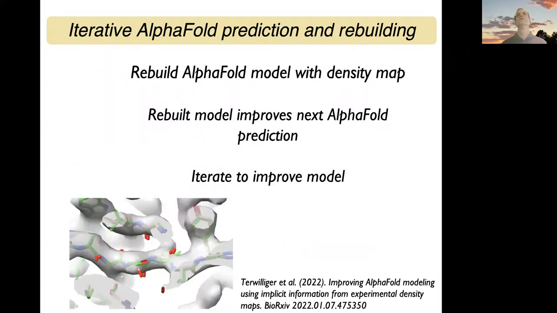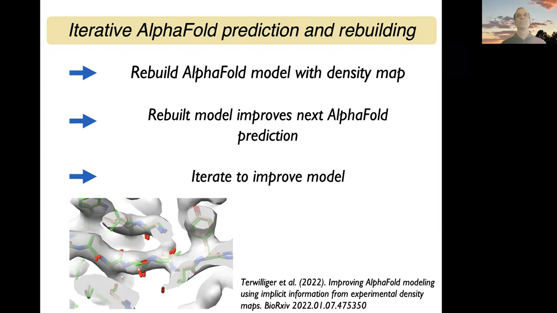So what have we learned from this? You can rebuild an AlphaFold model if you have a density map. The rebuilt model improves the next AlphaFold prediction, and you can iterate that to improve the model. You can read about that in the preprint that is listed at the bottom of the page there.